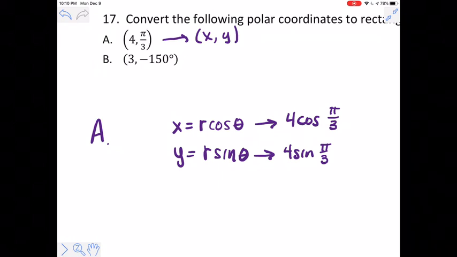4 cosine pi thirds is 2, and 4 times the sine of pi thirds is 3.46.